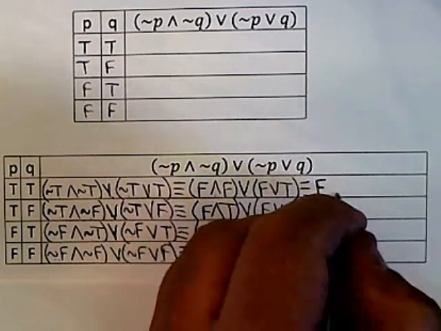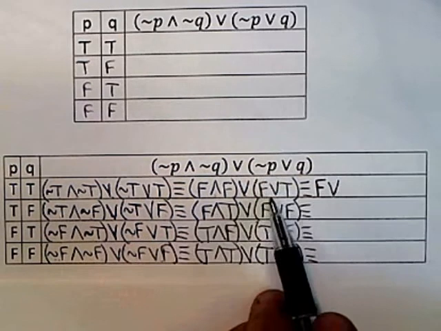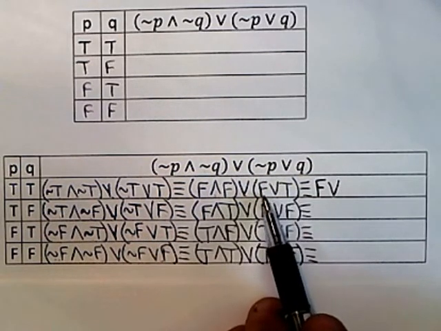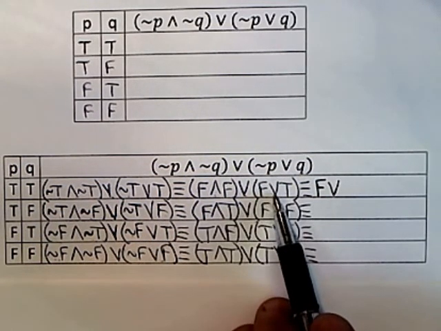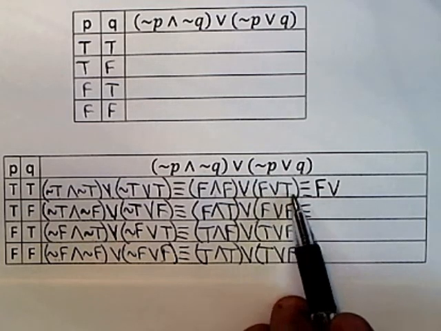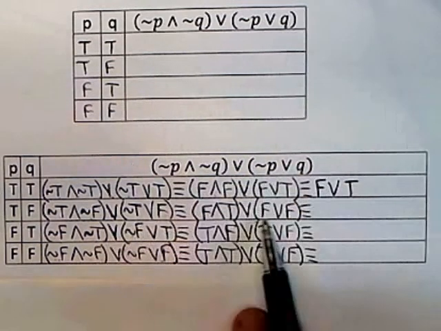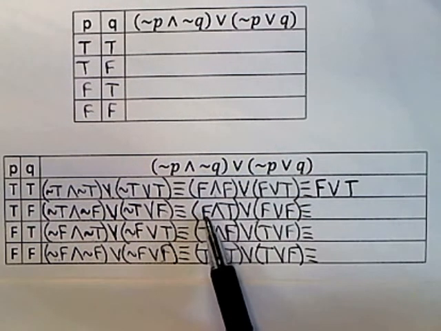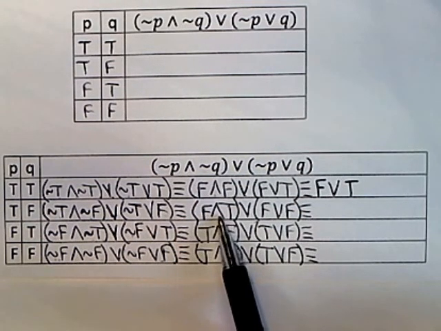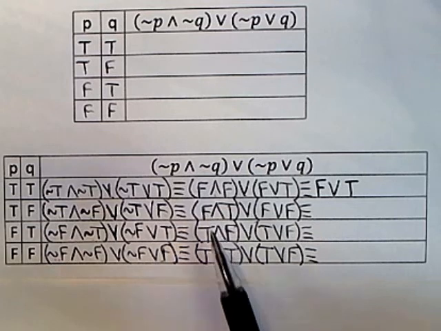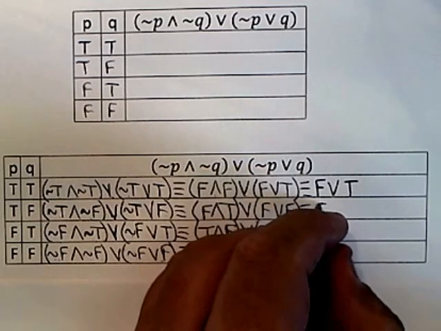And then I've got the or. Now an or, as we just discussed, is only false if they're both false. Well, they're not both false, so it's not false. That means it must be true. And then you move down here and do the same thing again. With an and, it's only true if they're both true. Well, they're not both true, so that and must be false.